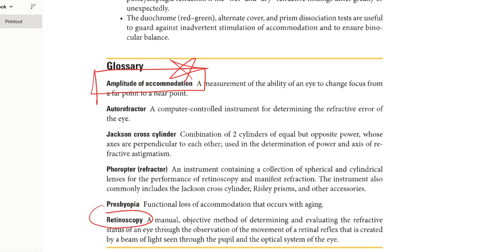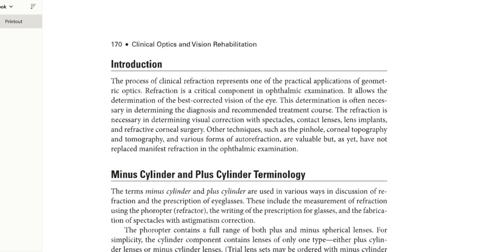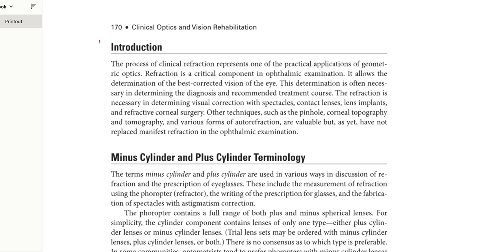Retinoscopy is a manual objective method of determining the refractive error. This is not the subjective method. This is very important. This point has been asked already. Nothing is important in the introduction.